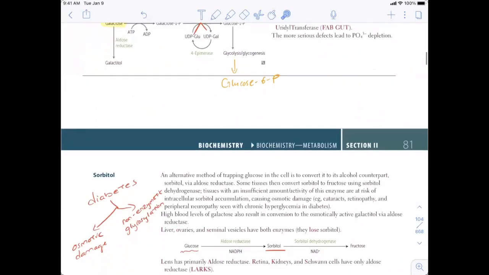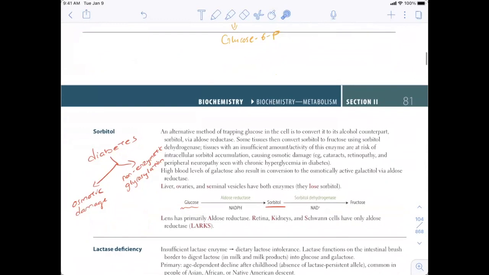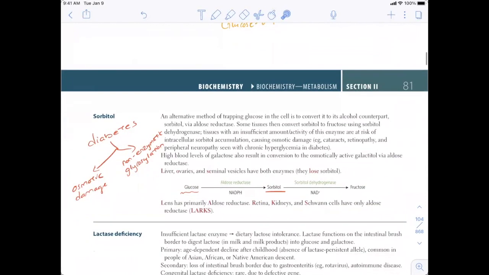All right. And then sorbitol, let's talk about sorbitol. Remember we said sorbitol had a way out. It's like galactitol, but it had a way out. You could change your fructose. Galactitol cannot. Galactitol is stuck as galactitol. Okay. So just like galactitol, right?